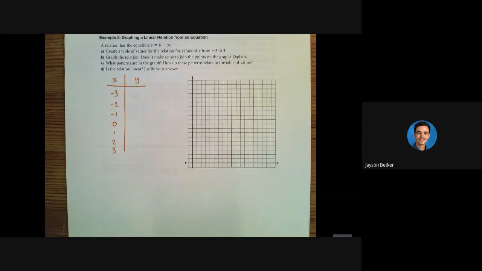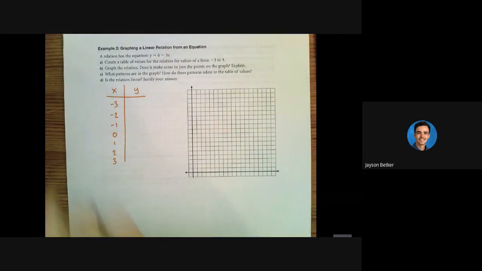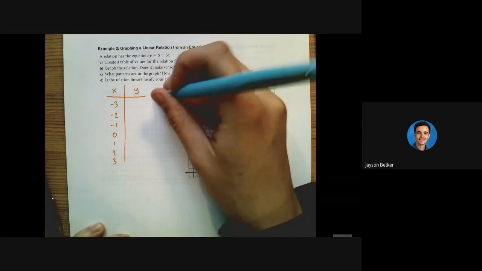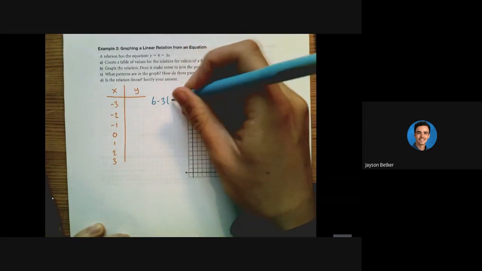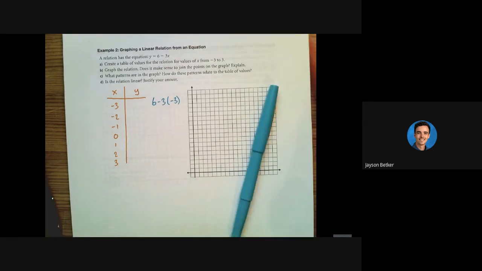So all you have to do to find the y value is you just need to plug the x value into here. So I'll give you a couple examples here just right off the bat. So it would be 6 minus 3 times -3 for this one, right? What's 6 minus 3 times -3?